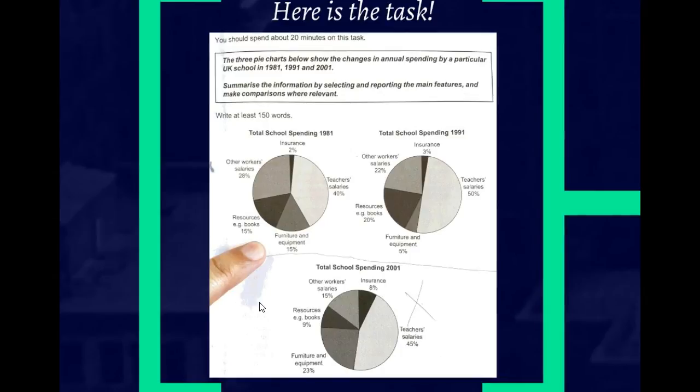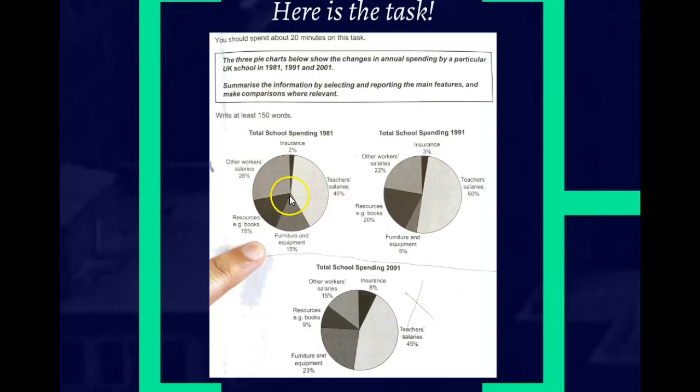Let's have a look at the task first. You should spend about 20 minutes on this task because you probably know it's an hour for the whole test, and approximately 20 minutes you spend on this task, and then 40 minutes should be allocated to task 2. Anyway, let's focus on task 1.